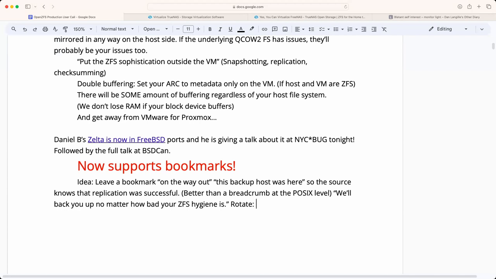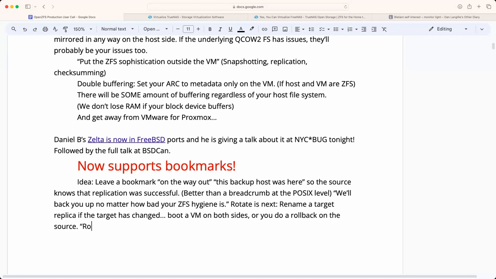Yeah, Daniel. So it's rotate? Basically, the operation is you rename a target replica, and this would be necessary under two conditions. One, if the target replica has changed. So let's say you boot a VM on both replicas, and you kind of need to keep something in both of them, or you do a rollback on the source. So in those cases, I'll do what I call a rotate, which is just rename the target and then replicate from the source again, except use the common snapshot from the origin that I just renamed. So basically it's a clone and copy, and it's recursive.